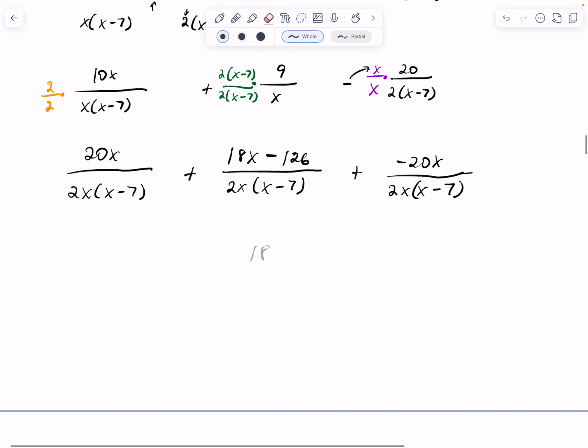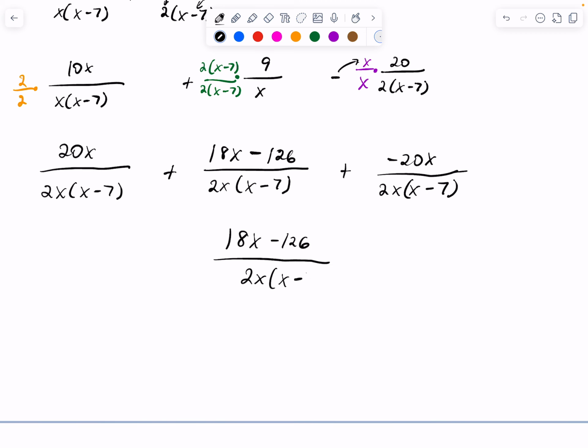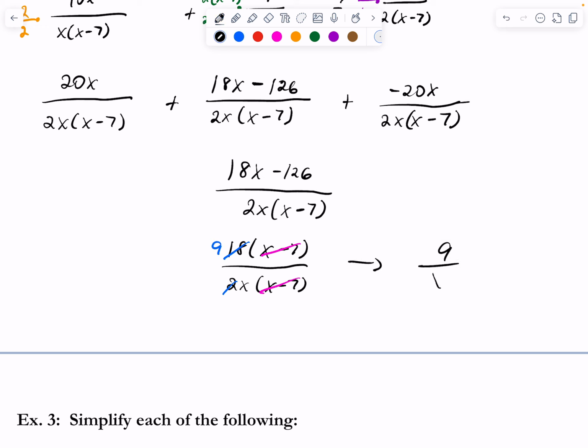Oh my goodness. Sorry about my 8s there. Try again. 18, there we go. Minus 126 all over 2x times x minus 7. And now what I realized after doing that multiplication is that I actually can factor this 126 out, or excuse me, the 18 out to get 18 times x minus 7 over 2x times x minus 7. And I can cross those out, and this 18 is going to cross out, which gives me 9 over x, which will be my simplified expression.